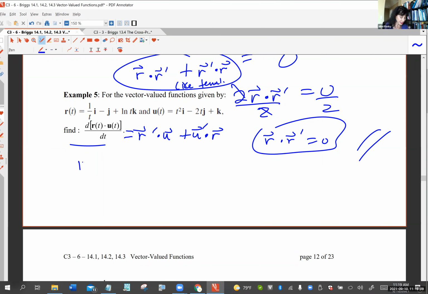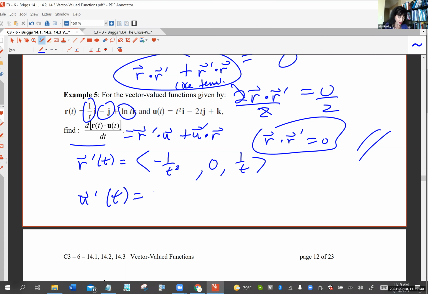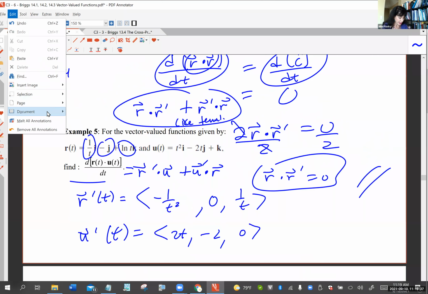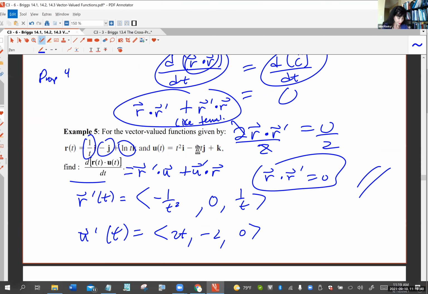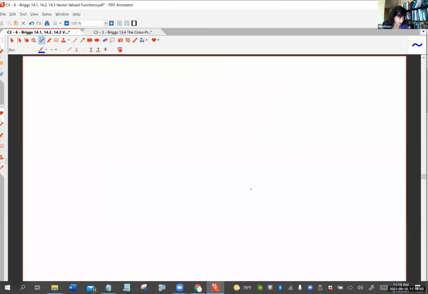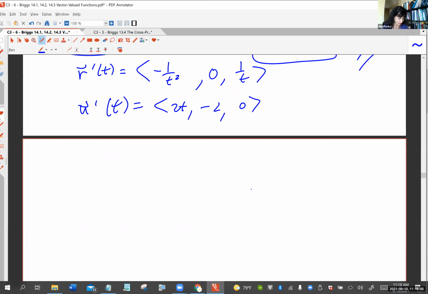So if I just look at r prime only, we already went over how to take the derivative of 1 over t. Remember, it was negative 1 over t squared. And then the derivative of negative 1 is 0. And then the derivative of ln of t is 1 over t. And if I just take u prime by itself, I'm going to get 2t, negative 2, and 0. And then, of course, I run out of room. And now I'm going to put it all together using the product rule.